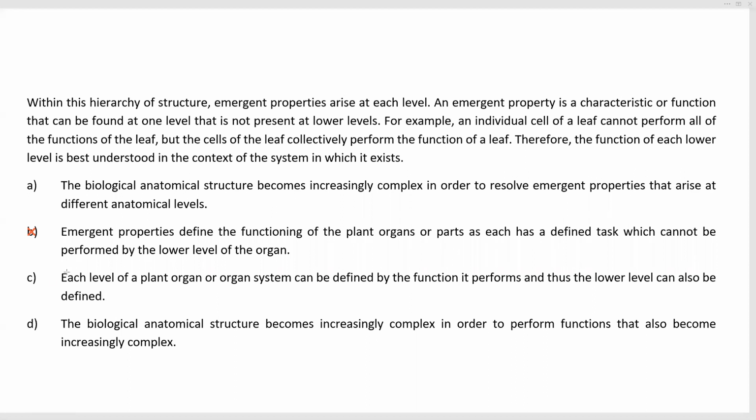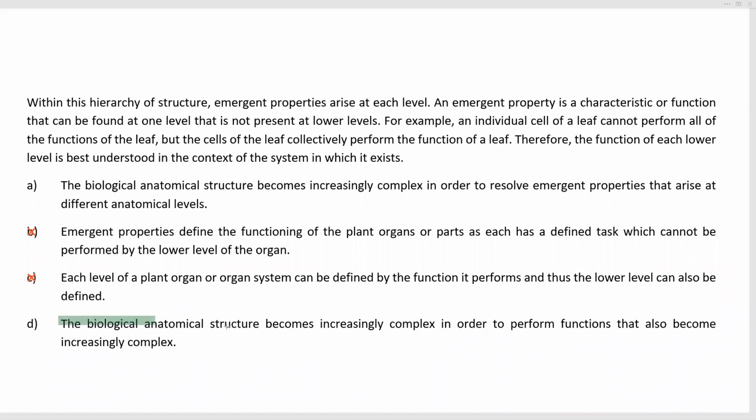Option C tells us each level of a plant organ or organ system can be defined by the function it performs, and thus the lower level can also be defined. This is extremely limited. We don't have the aspect of emergent properties mentioned at all. So again, in comparison to A, this is quite limited and quite inferior. C can be eliminated.